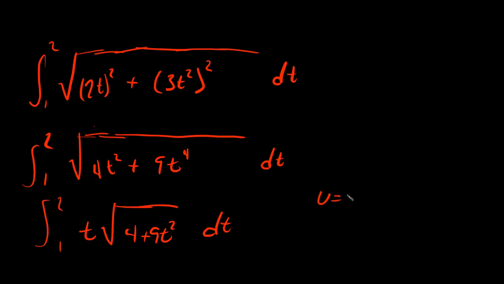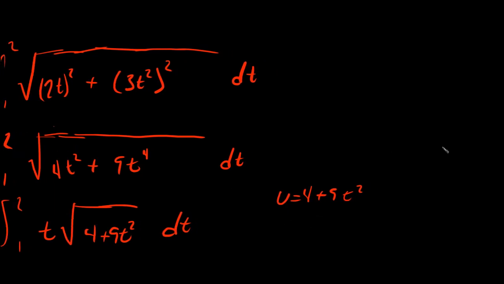And then here you can do a u sub. I'm going to have to write further to the right of this. u equals 4 plus 9t squared, which is going to give you the integral of, what's this, is that going to be 1 over 18? 1 over 18, because you see du is equal to 18t, and we only have a t, so we need to multiply by 1 over 18 on the outside of the integral of square root of u du.